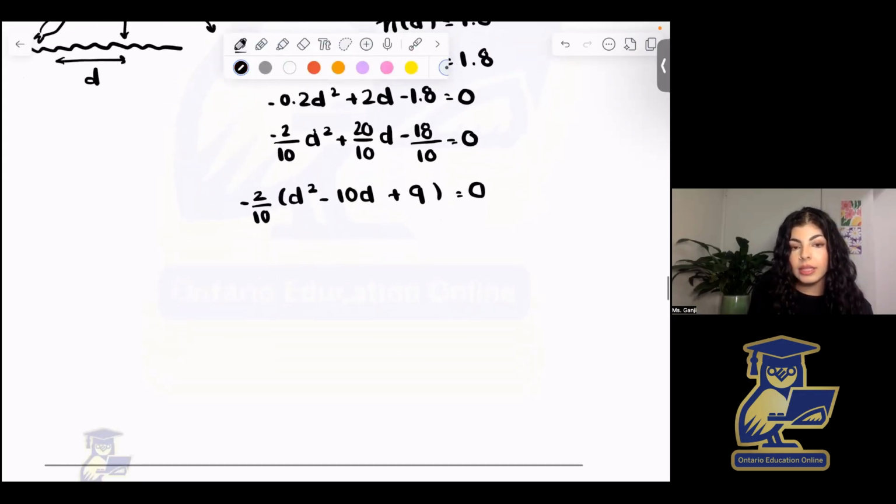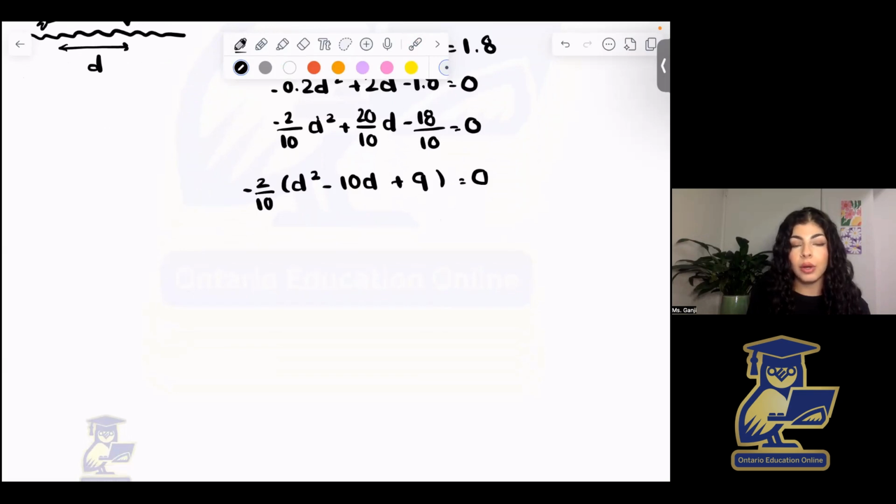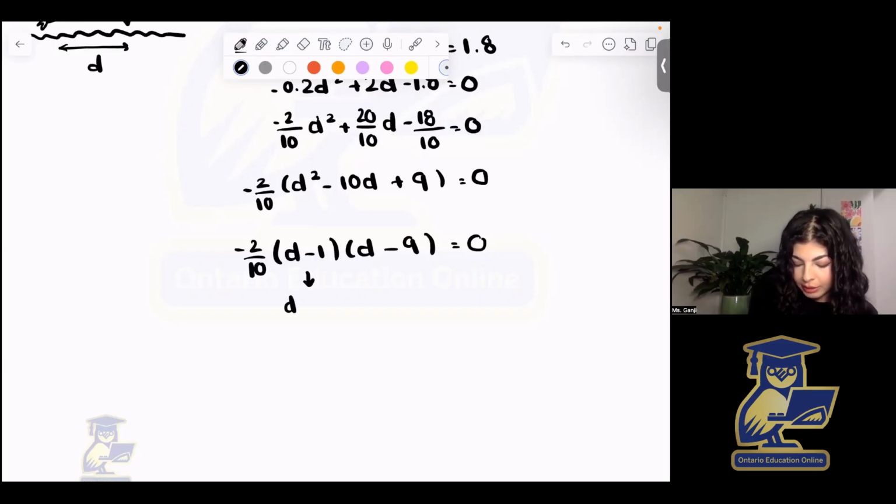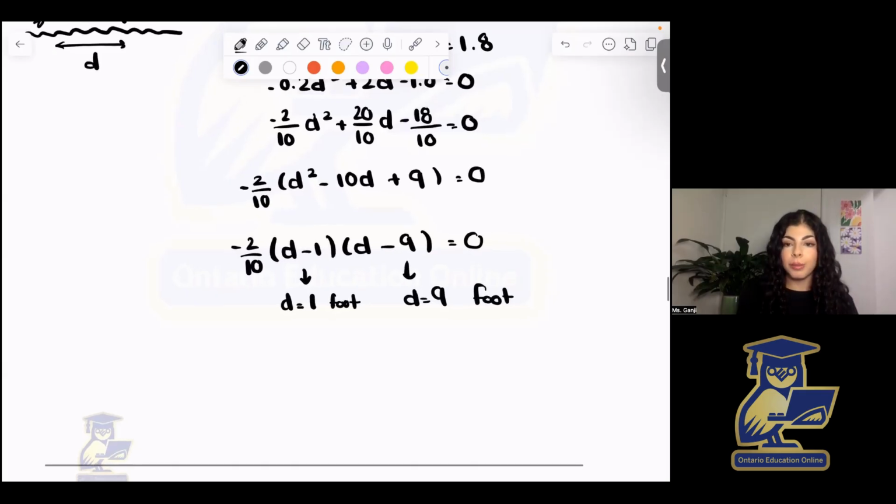So now, this is our basic quadratic where the coefficient a is equal to 1, and you can factor using decomposition. But we are going to keep that negative 2 over 10 over there. And here we get d minus 1 and d minus 9 equals 0. And if we use our zero product property, the d here will be 1 foot. And here, d is equal to 9 feet. And both of these values are positive.